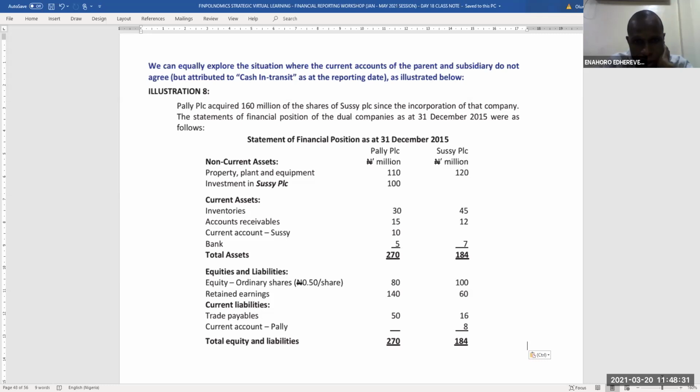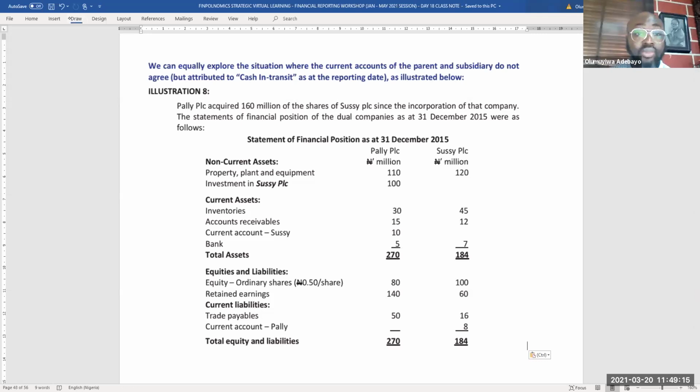Equity and liabilities. Equity: ordinary shares at 50 kobo per share, Pali 80, SUSI 100. Retained earnings, Pali 140, SUSI 60. Trade payables, Pali 50, SUSI 16. Current account, Pali nil, SUSI 8. So total equity and liabilities is 270 for Pali, 180 for SUSI. Same thing with total assets.